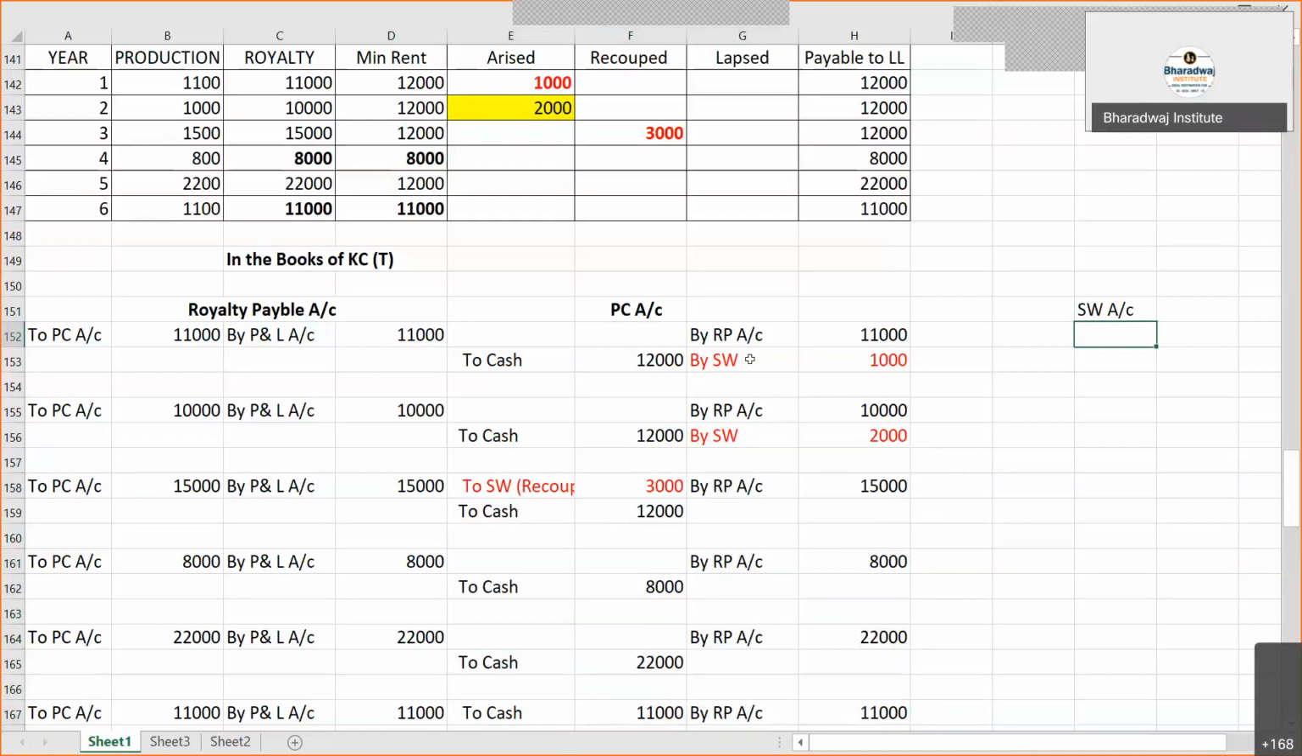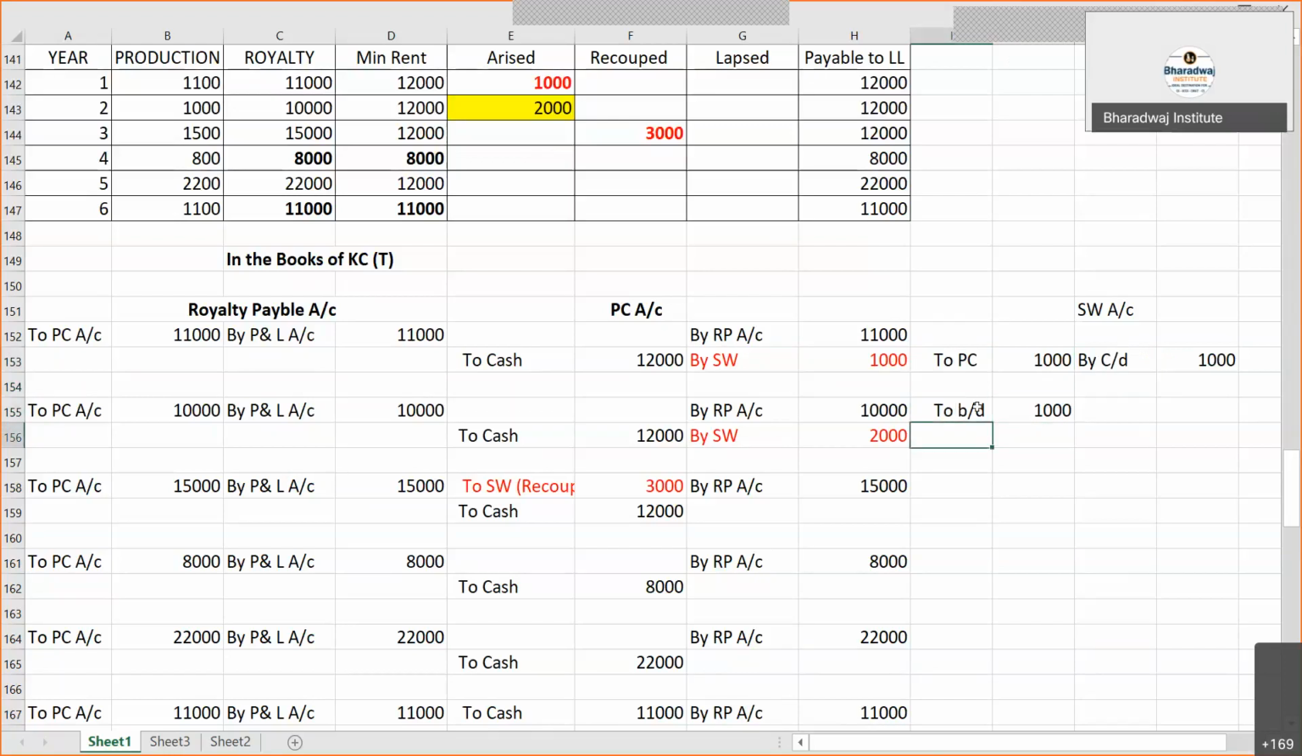Simple. If this is by short workings, how will this come? To P&L, 1,000. This will be carried down to next year. To P&L 1,000. This will be by balance carried down, 1,000. Next year, to balance brought down 1,000.